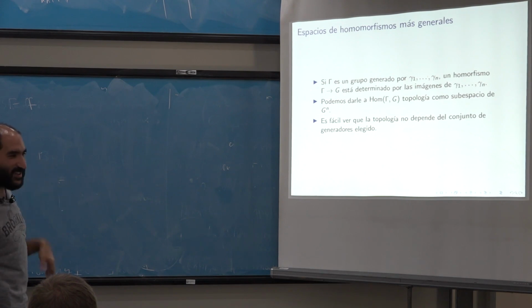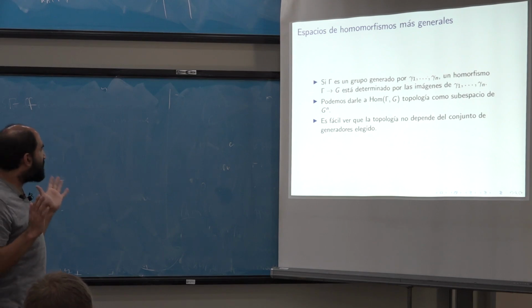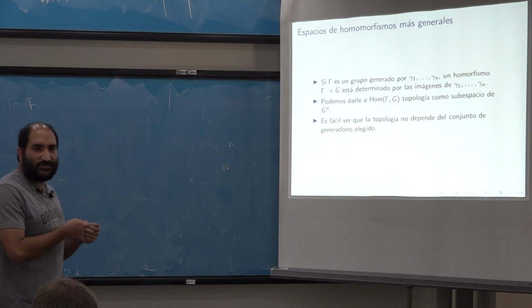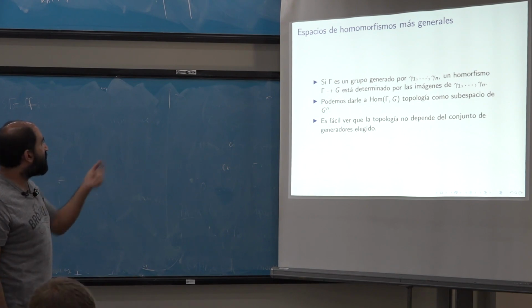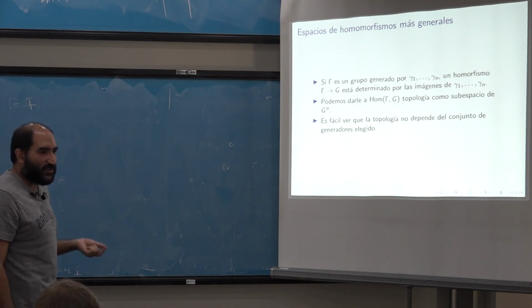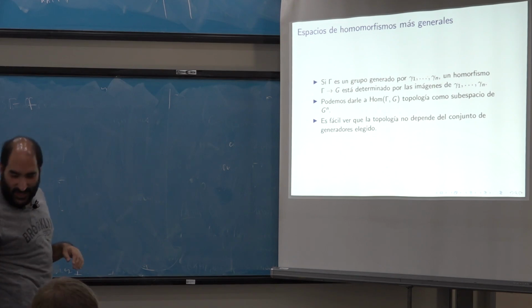So I don't know. That space may or may not be more complicated than you thought it would be. And you can more generally talk about spaces of homomorphisms from discrete groups into topological groups. And if the discrete group is finitely generated, there's clearly a good topology to put on this space. You just identify a homomorphism with the images of a set of generators, and then it's a subspace of G to the n.